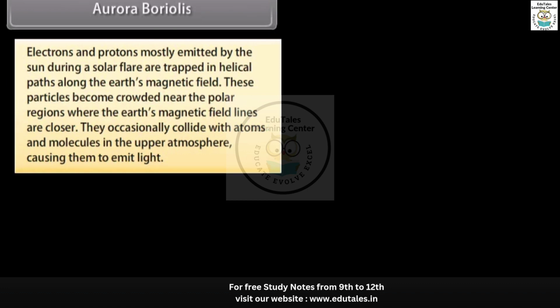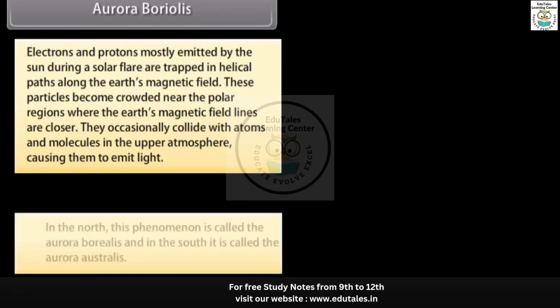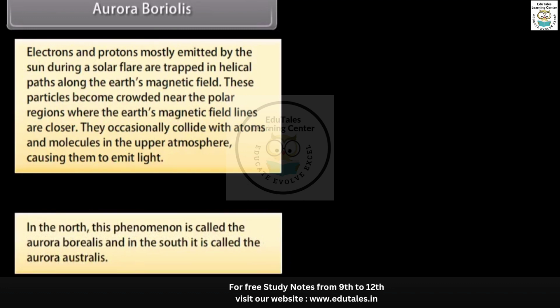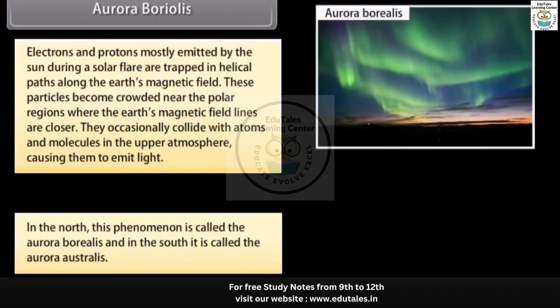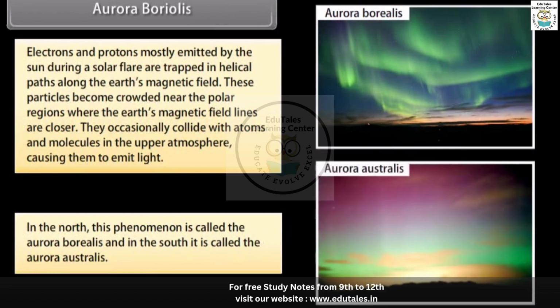They occasionally collide with atoms and molecules in the upper atmosphere, causing them to emit light. In the north, this phenomenon is called the aurora borealis, and in the south, it is called the aurora australis.